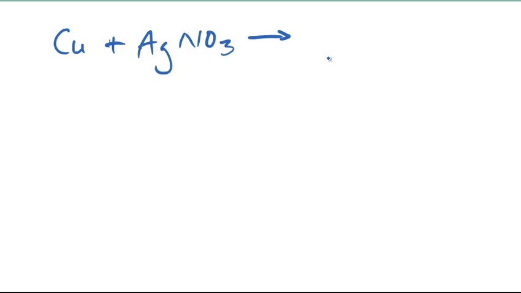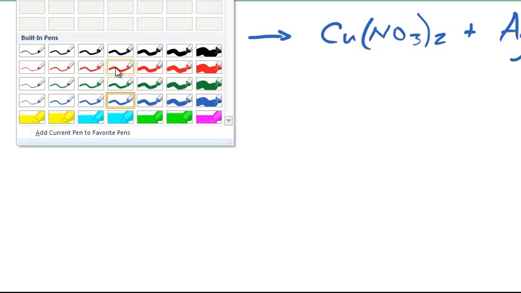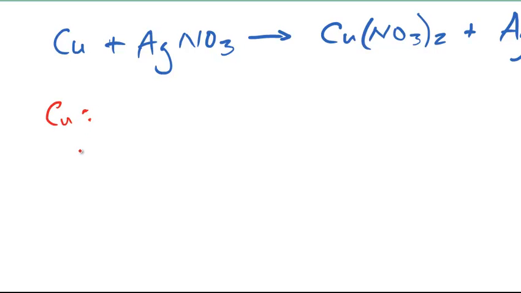Okay, so for the third reaction, check this out. We're going to take elemental copper, so copper metal, and we're going to react it with silver nitrate. And when you react those two things, you can form the following: copper 2 nitrate plus silver. Great. Now, let me change my pen to red. Okay, so again, let's make our table.